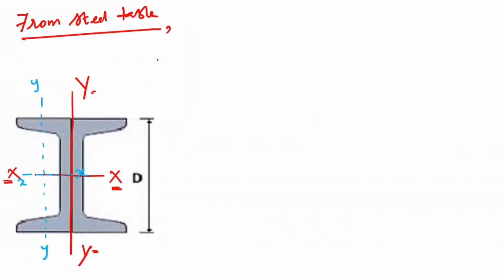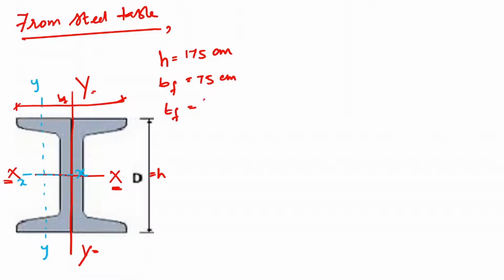Let me write all the data. Depth of section H is 175 mm. Width of flange BF, this is the width of flange BF, and H is the depth of section. Width of flange is 75, thickness of flange is 10.2 mm. Sorry, both the values are in mm. Thickness of web is 5.7 mm. Moment of inertia about x axis.